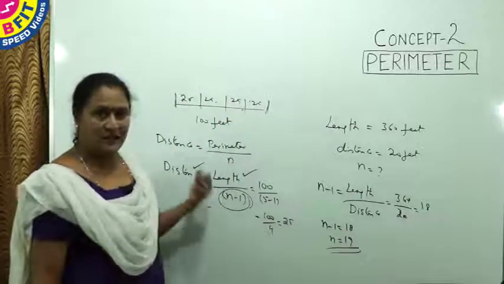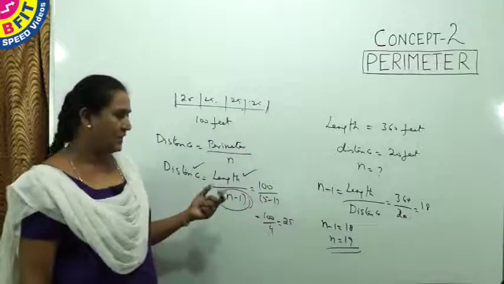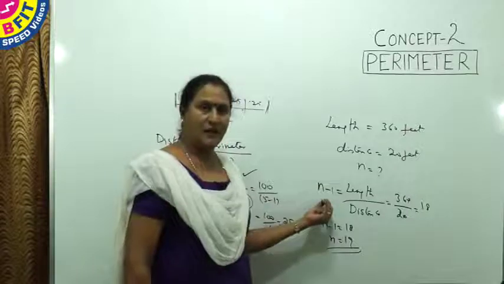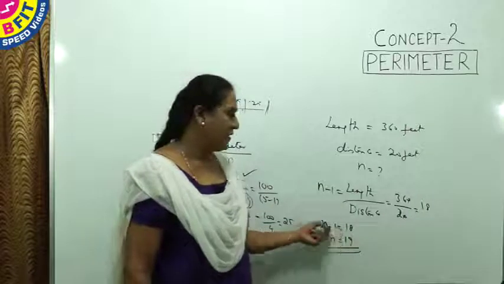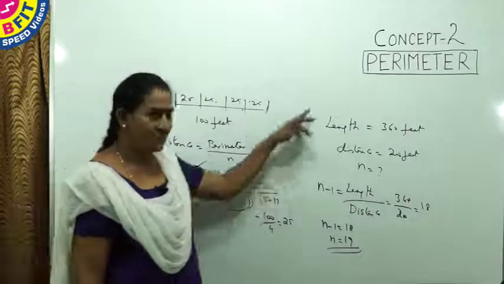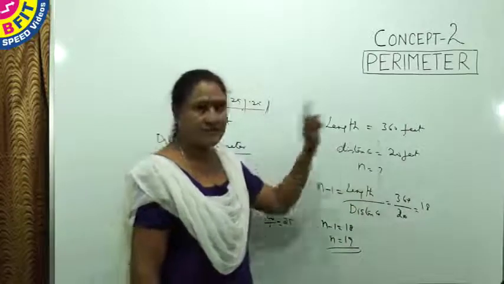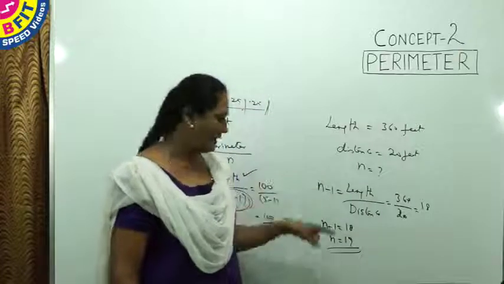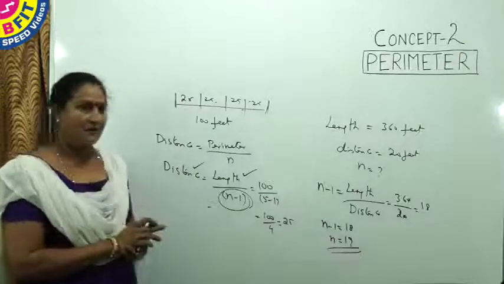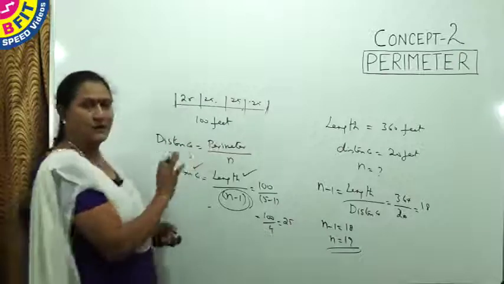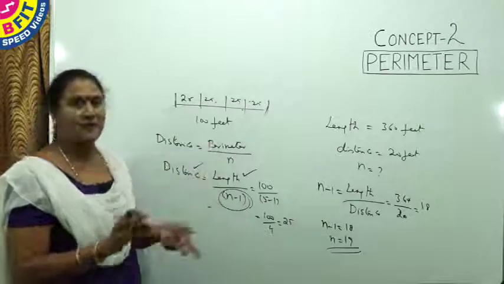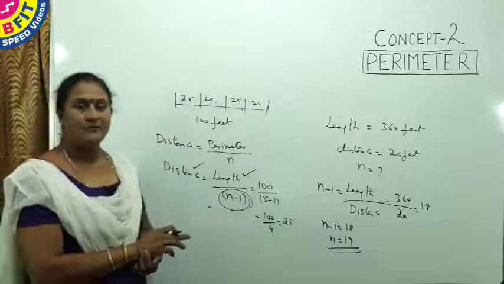So using this, when a length is given, dividing by n minus 1 we get the distance, or when the number of poles is asked, equating n minus 1 to length by distance, we get the value, add 1, you get the number of poles. So for this length 360 feet, distance 20, the number of poles required is 19 poles. So please remember, when it is a closed shape, it is a perimeter, divide by n for distance, for open length, divide by n minus 1. We'll see the next example.